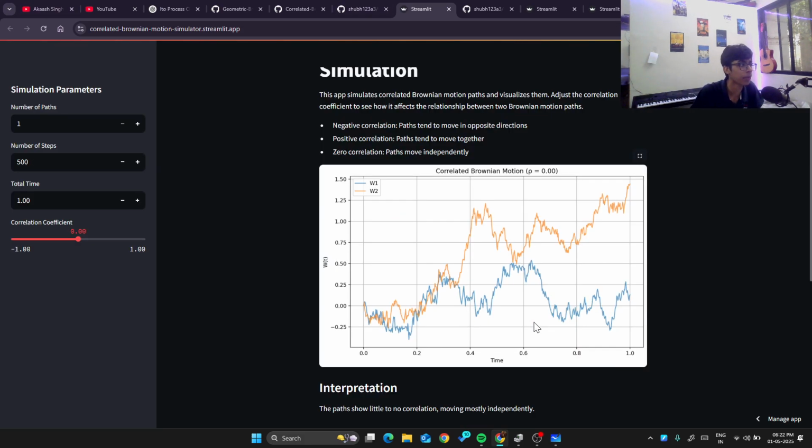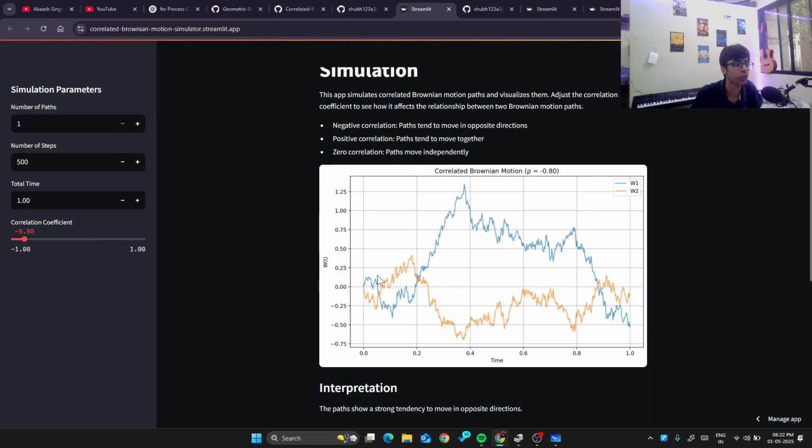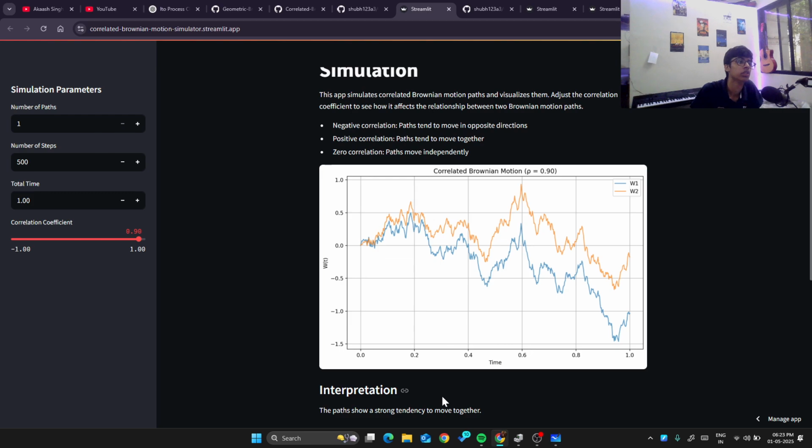So this is step, and there is no correlation between this plot. Let me change it to negative correlation, so you can see that one random variable is going up and another random variable is going down, and it is a Brownian motion. So the blue Brownian motion is going up, and the second is going opposite because it is negative. If it were positive, let's say 0.9, it would be following the same path, right? The Brownian motion is following the same path.